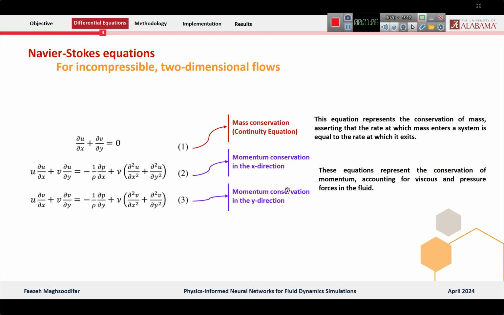To start, let's talk about the Navier-Stokes equations. These are a set of equations used by scientists and engineers to predict how fluids flow. They take into account things like speed and pressure and viscosity, which is a measure of how thick a fluid is. We look at these equations in simple cases first, involving two-dimensional flows without compressing the fluid, which helps us build up to more complex situations.